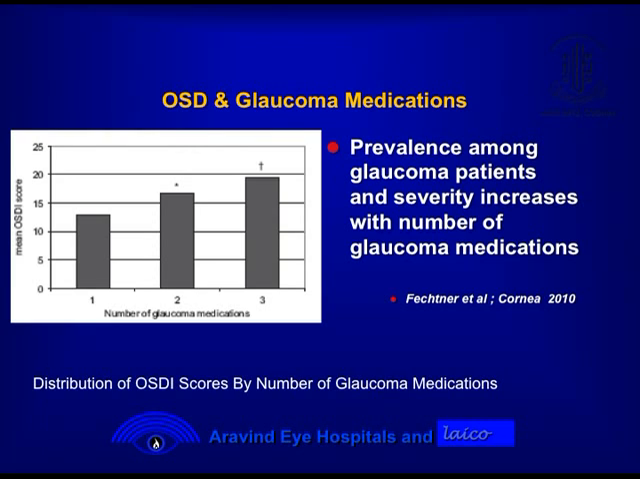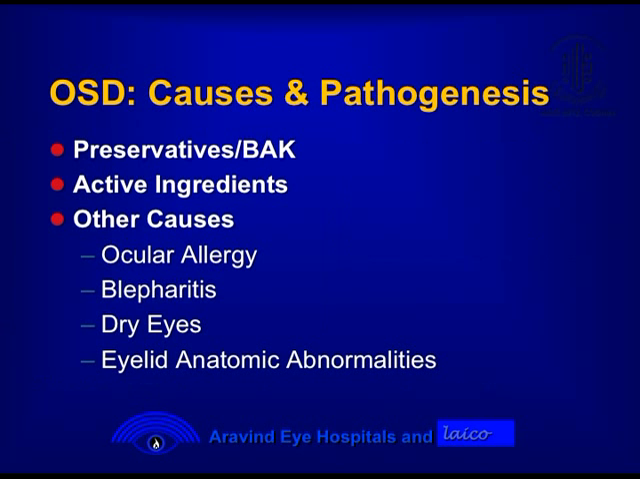Again, he had highlighted the study by Fechner, where it was related to severity of glaucoma as well as the number of glaucoma medications used. This is the data from that similar study, which shows clearly that there is high statistical correlation significance between severity of ocular surface disease as measured by the ocular surface disease index and number of glaucoma medications used.